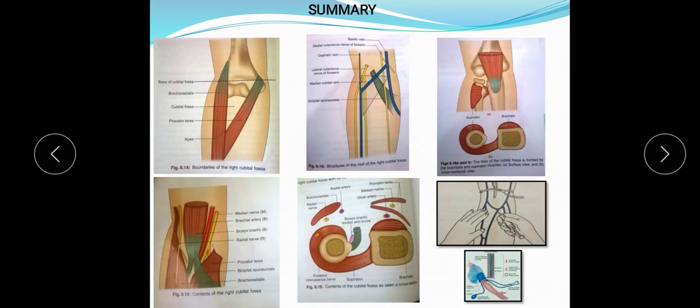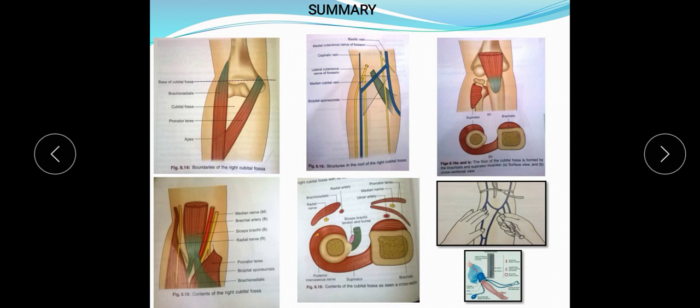Then we will summarize the cubital fossa on this slide. These are the boundaries. This is the lateral boundary, which is formed by the medial border of brachioradialis. This is the medial boundary, which is formed by the lateral border of the pronator teres. This is the base, which is directed upward, formed by the imaginary transverse line joining the two epicondyles of the humerus. This is the apex, which is directed downward, formed by the area where the medial and lateral boundaries meet.